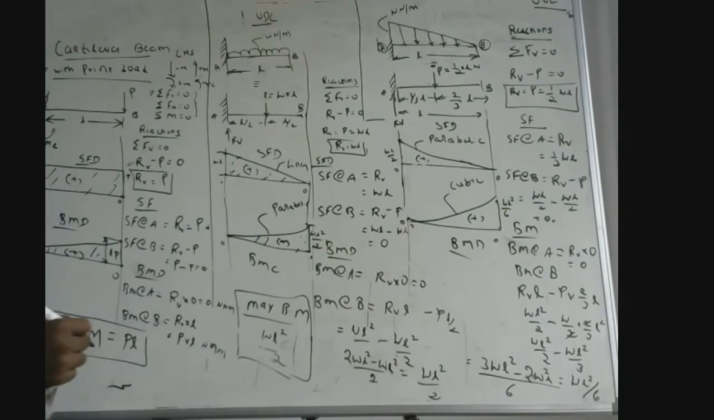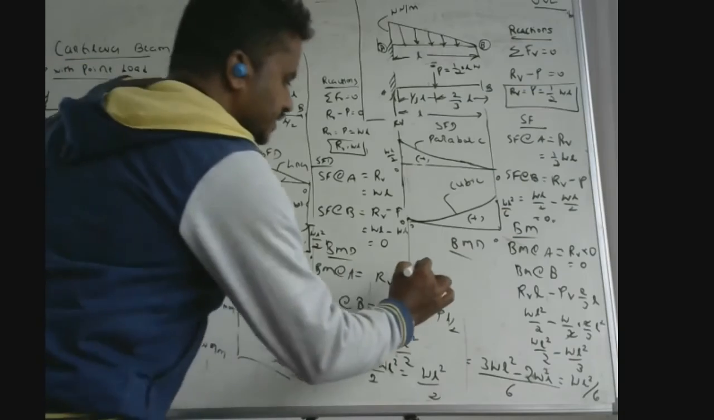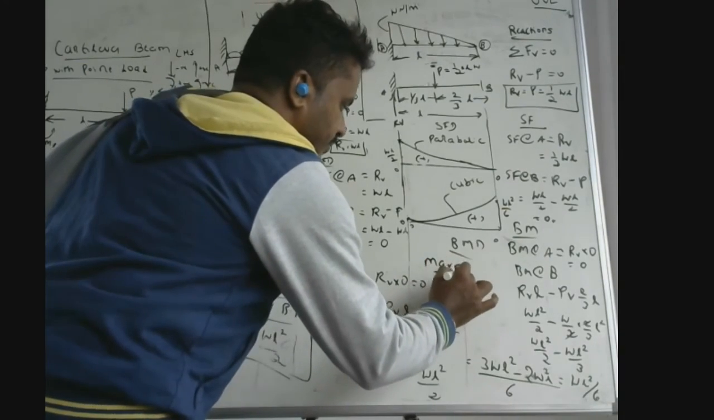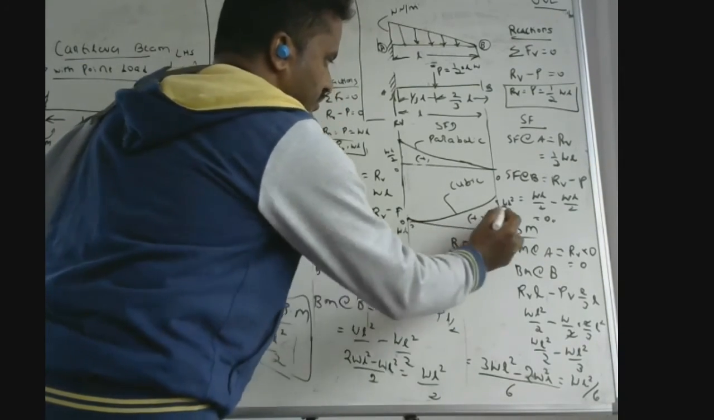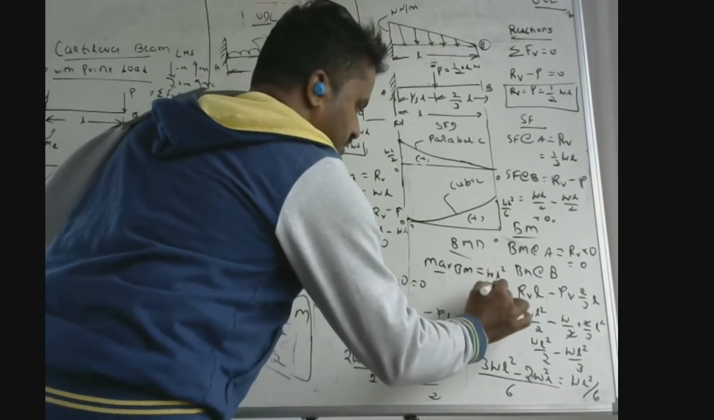This completes the cantilever case with the different load conditions. Point load case, and one more thing we need to find out is the maximum bending moment for each case. The maximum bending moment equation is 0 here. This you have to memorize.